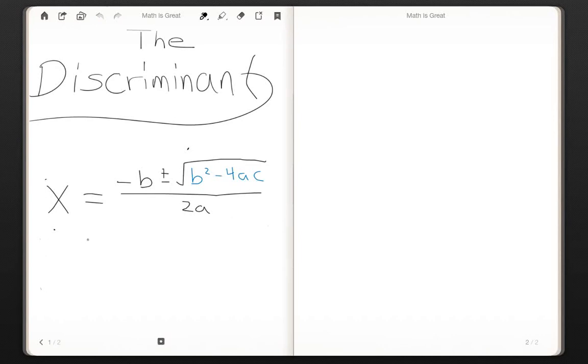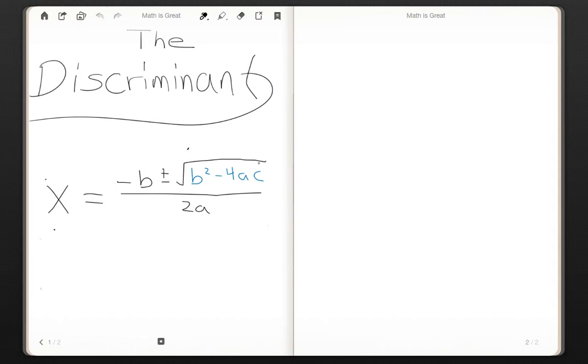In the last few videos, you'll notice here this part of it, the part under the square root, b squared minus 4ac, is in blue. Now this part has a special significance. It's called the discriminant, and it's because this part tells us what kind of solutions we're going to get for x. And that is because it's under the square root.